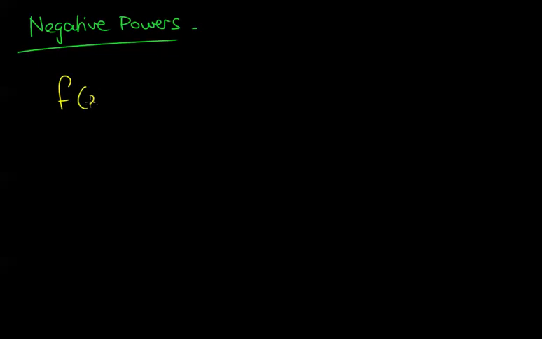In this clip I'm going to teach you how to differentiate functions where x has a negative power. Okay, so negative powers. We just have to be careful and think about how we deal with negative powers. Let's take a simple example to start off with: f of x equals 8x to the power of minus 5.